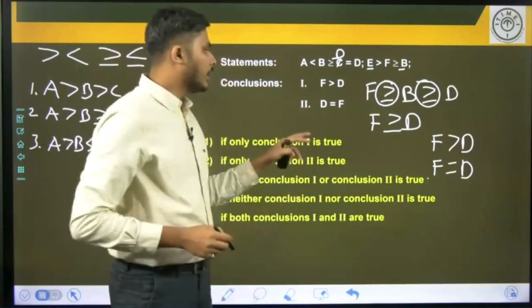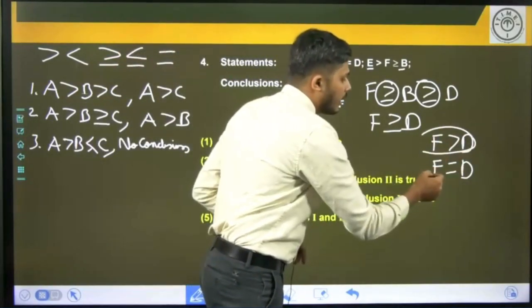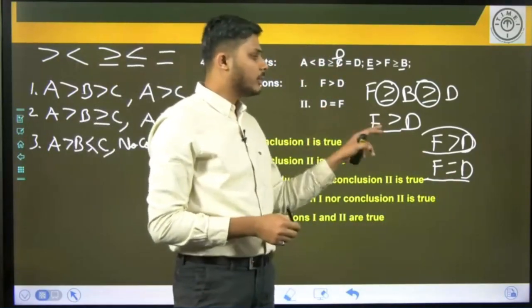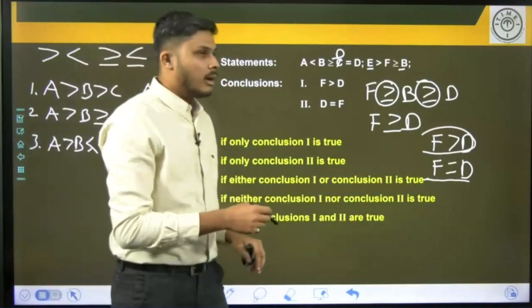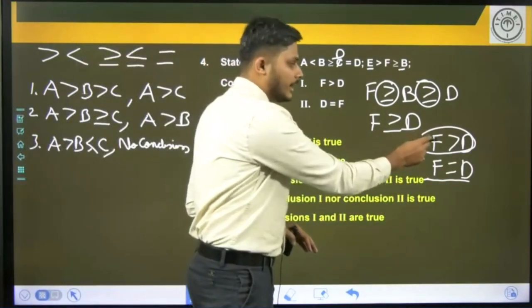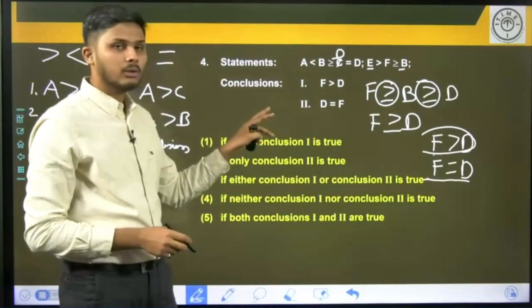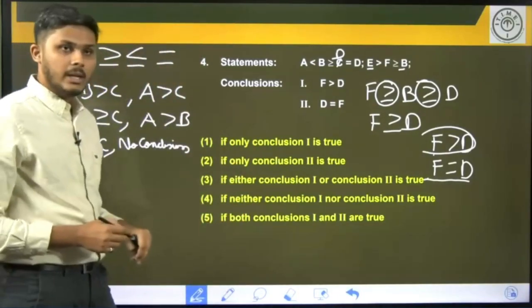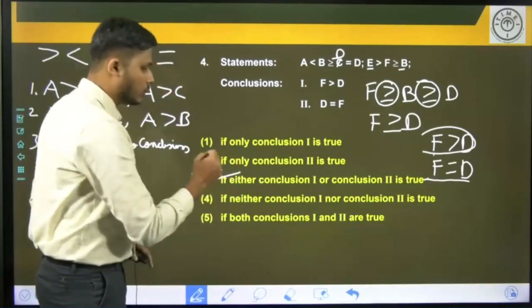And the second, D equals F. Here you can see, here F is greater than D and F equals D. From this you can say that D equals F is definitely not true. But one thing we can conclude here is F is either greater than D or F equals D. Hence one of this conclusion will definitely follow. So which is choice 3, if either conclusion 1 or conclusion 2 is true.